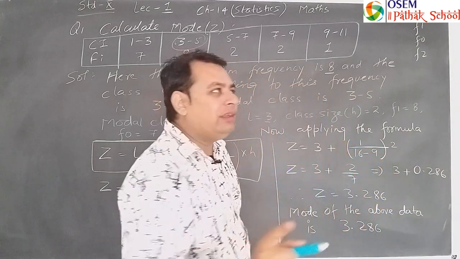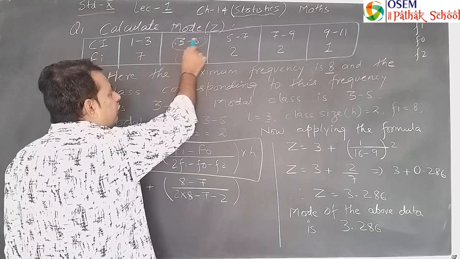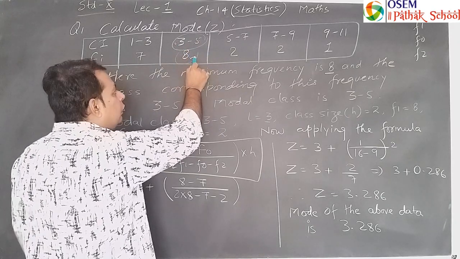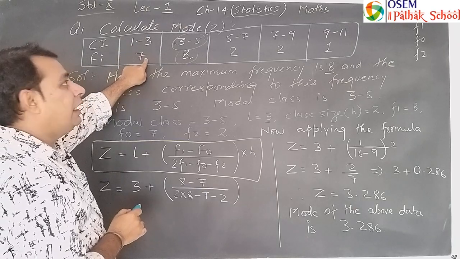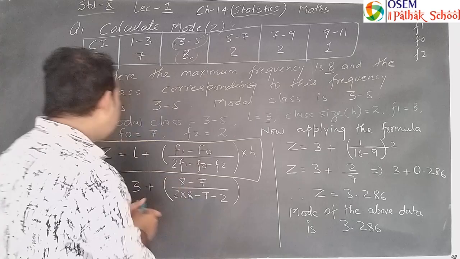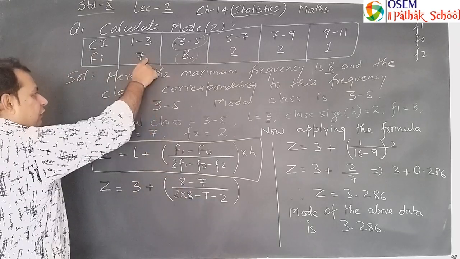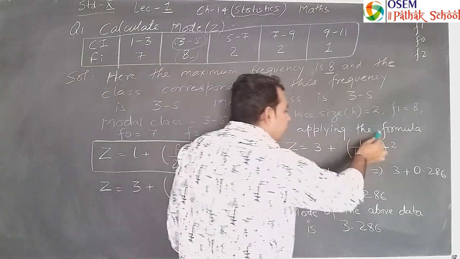Whichever is the model class will be F1. So the model class, that is 3 to 5, will be F1. The one above F1 will be F0 and the one below will be F2. So I have written F0 is 7 and F2 is 2. Now I am applying the formula.